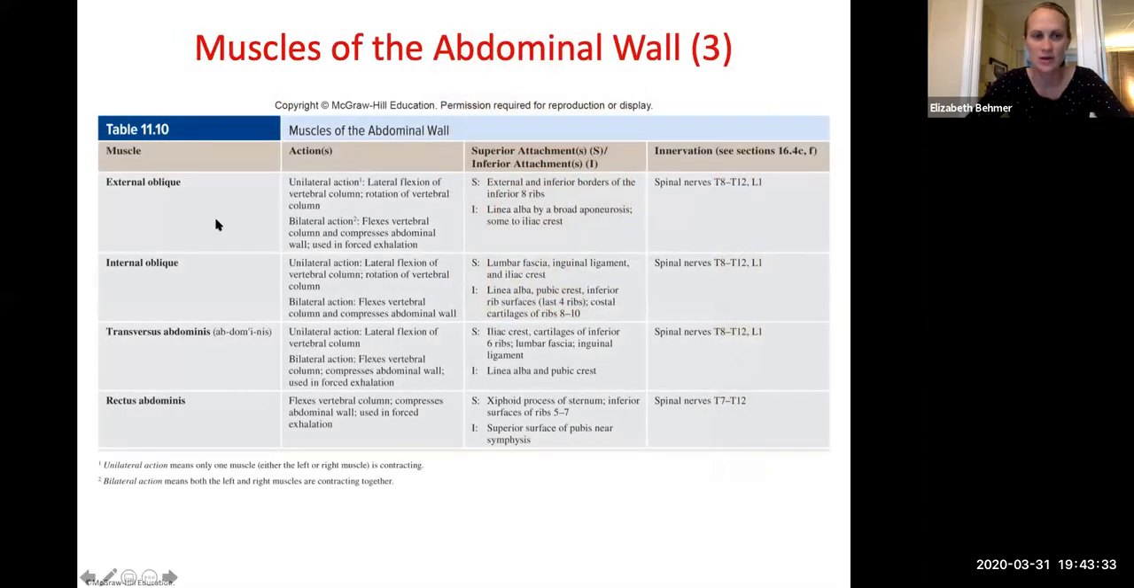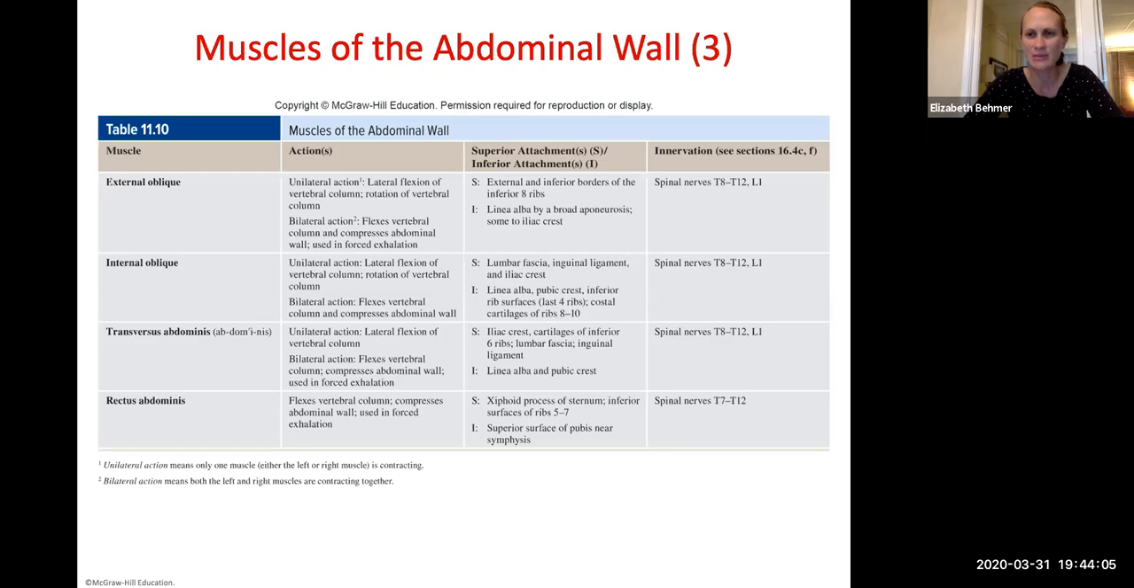Okay, so your external oblique, internal oblique, and transversus abdominis. Again, where it says unilateral action, that means it'll flex your vertebral column to one side or the other, if you're doing like a side crunch or a side sit-up. And bilateral flexion, if they both contract at the same time, they'll help you do a full sit-up or a full flexion of your vertebral column. The rectus abdominis just flexes your vertebral column and compresses your abdominal wall.